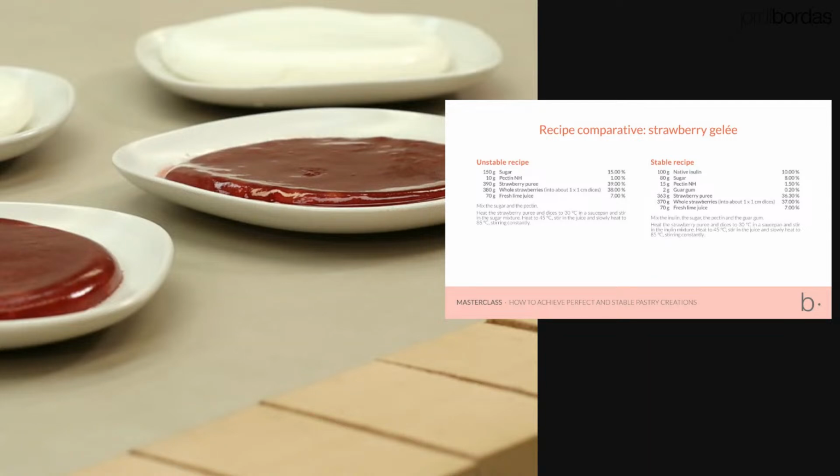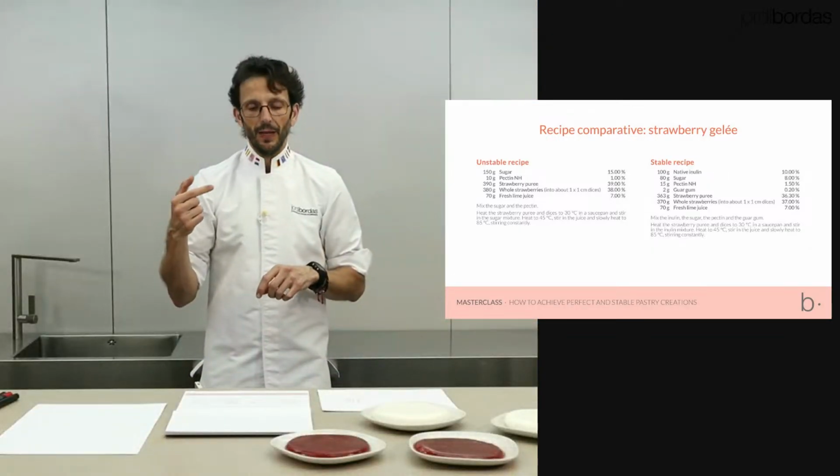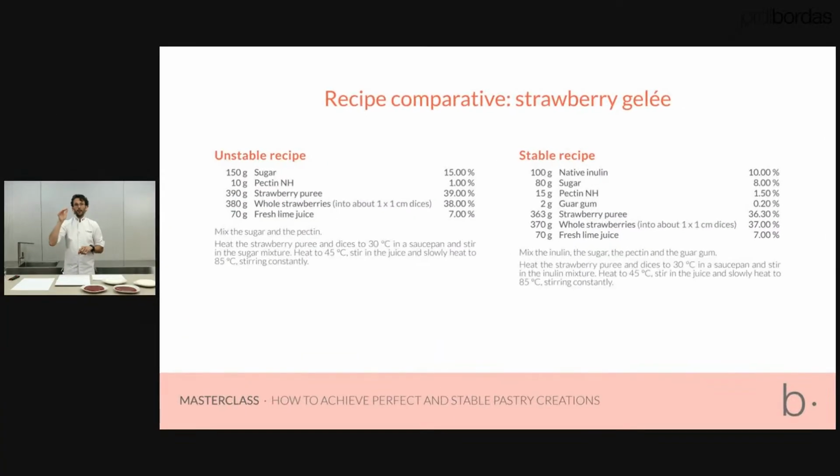Then we have strawberry puree, okay, whole strawberries. And then we have lime juice. Why do we add lime juice? Lime juice we add in order to reduce pH and activate the pectin of our recipe. That recipe, because it doesn't have enough dry extract and not enough technique, is leaking water out, okay?